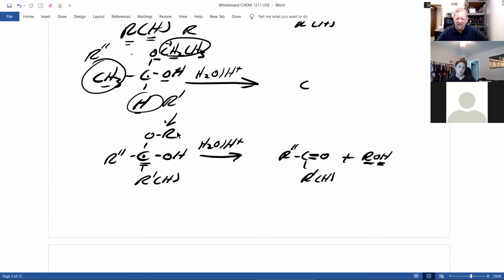So I have my carbonyl. What's our prime? Hydrogen. What's our double prime? Methyl. Then I'll have my alcohol. What's our R? Ethyl. And there you go. And that's how you do this reaction.